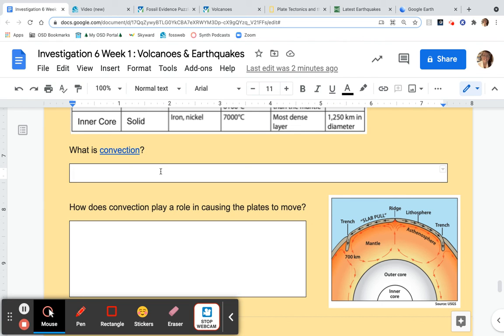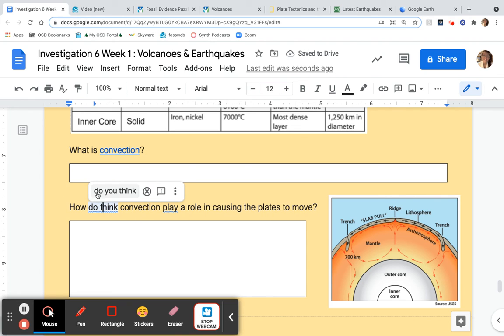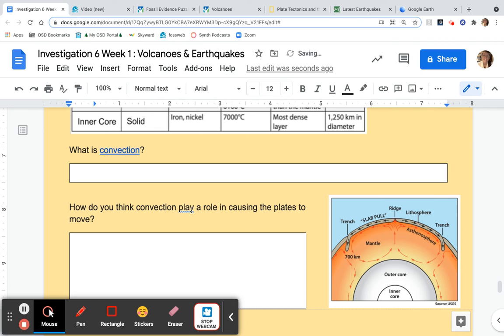How does convection play a role in causing the plates to move? How do you think? Okay, here's a good picture of it. How do you think these convection currents are playing a role in the plate movement, which you see happening up here at the surface?